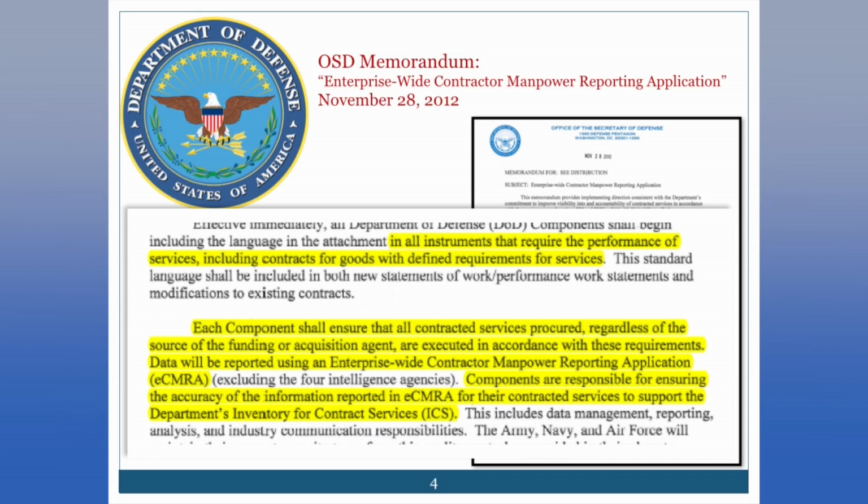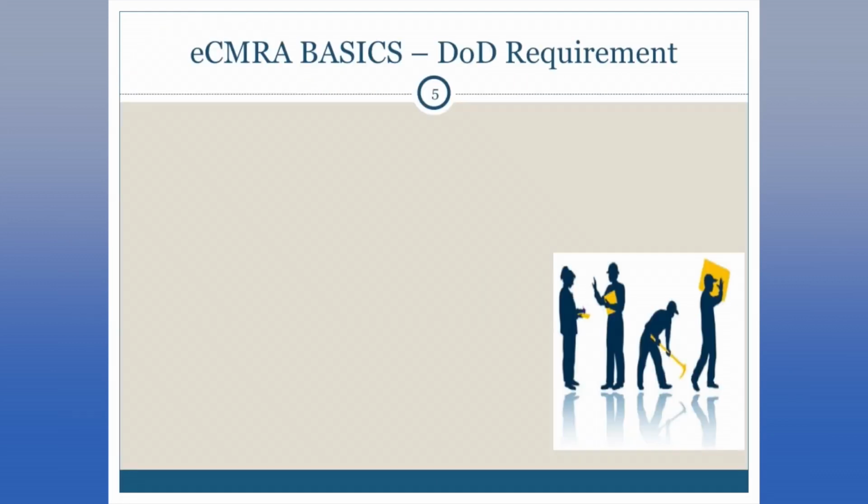And every component, including DoDEA, is required to put this in the contract and have the contractor perform manpower reporting as part of their duties in the contract. This is how we are reporting to Congress. So that is the main background, just so you know why you have this requirement and what purposes you're serving in giving us accurate data as part of your manpower reporting. I want to mention 4 basics of eCMRA before leaving the background.